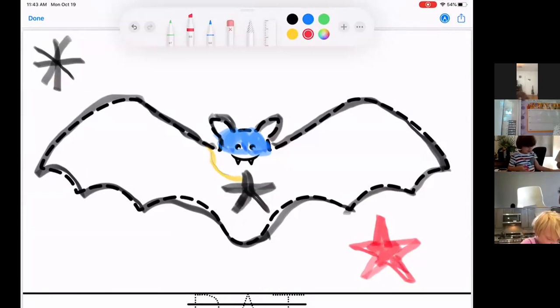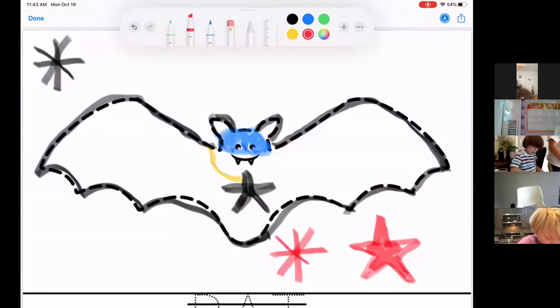Okay, I guess I'll do it the T way. And then the other way you can do it is you draw a T, then you can draw an X on top of the T. And that's another way to make a star. That's a pretty good one.